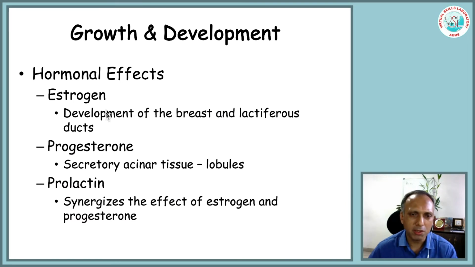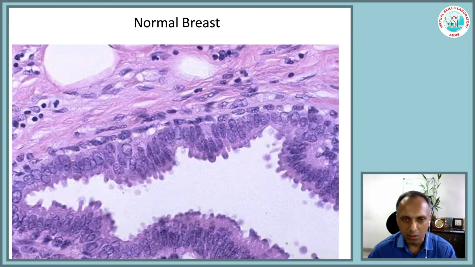So as I told you, estrogen results in development of the breast and the lactiferous ducts. Progesterone is mainly responsible for the secretory acinar tissue, that is the lobules, and prolactin is a hormone which synergizes the effect of estrogen and progesterone.